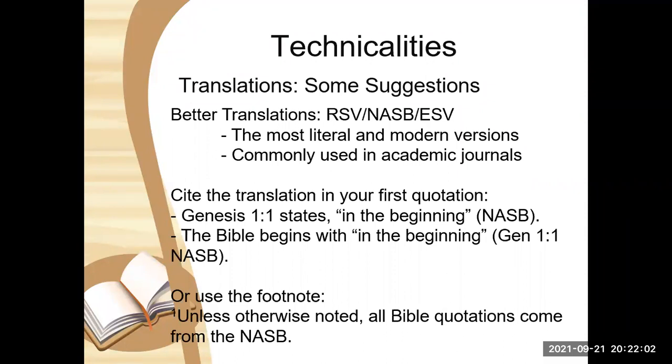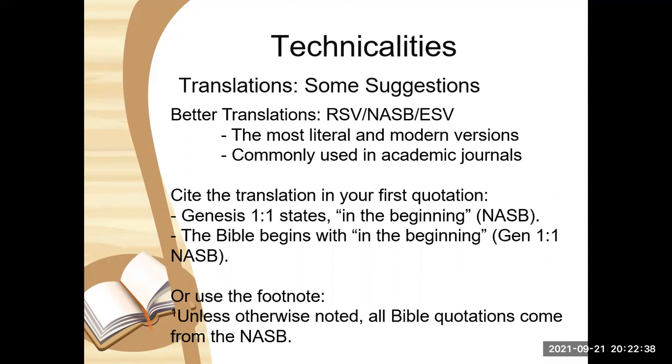So if you are just summarizing biblical text, a summary doesn't use a translation, at least not explicitly use a translation. So you wouldn't cite it there. It's only when you first start quoting. The other option I have at the bottom, which I don't always prefer, but you may like it, you can put a footnote. So your first quotation, you then put a footnote and say, unless otherwise noted, all Bible quotations come from, insert your citation or your preferred translation there.